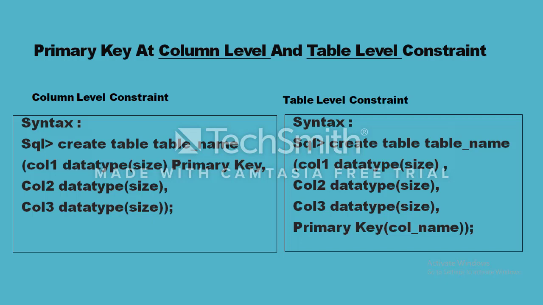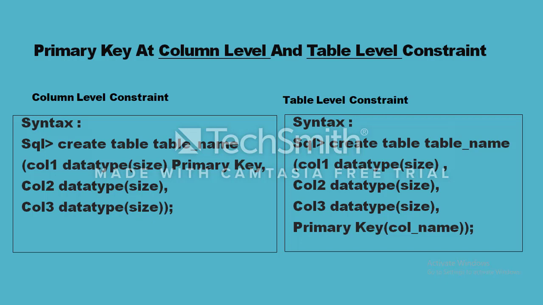So the column level constraint syntax is create table, table name. In bracket you have to write the first column, that is column 1, then data type, in bracket size. Now if you want to use this column as a primary key, then here you have to write the words primary key, comma, then the next column, column 2 data type size, comma, column 3 data type size, and this size must be in bracket. Now close the main bracket, semicolon.